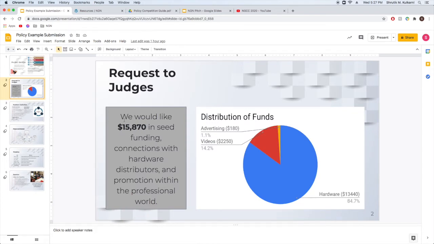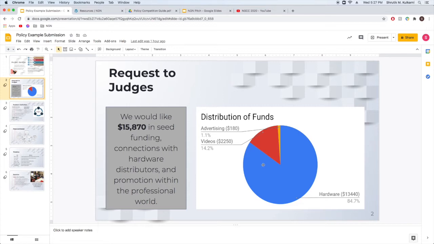My group asked for 16K pretty much, but we clearly defined it. We gave a breakdown of where exactly these funds were going, and we talked about how we're going to be using it. So we want it in seed funding, and then furthermore, we want assistance with hardware distributors and promotion within the professional world. So we just asked for more exposure, and we asked for a direct action, and then we asked for a monetary donation. So these are really specific responses, and in the case that the investors can't meet your monetary demands, they'll know that there's some other area that they can help you with if they do feel strongly about your project.